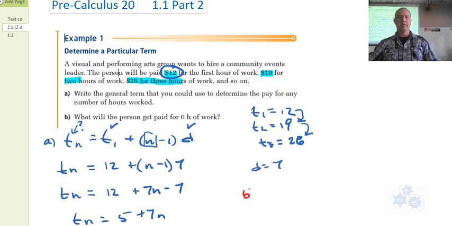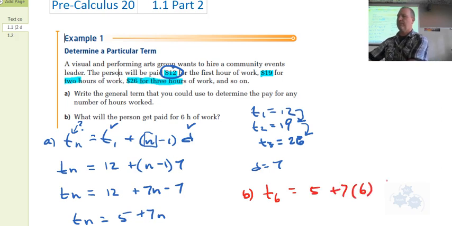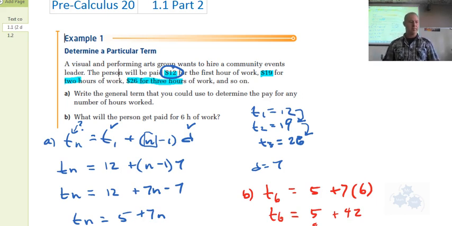B. What will the person get paid for 6 hours? That's really easy. Now we're looking for T of 6. So that's 5 plus 7 times 6. So T of 6 is, what's 7 times 6? 42. T of 6 is $47. So $47 for 6 hours of pay. You guys good with that? Okay. So that's example 1.